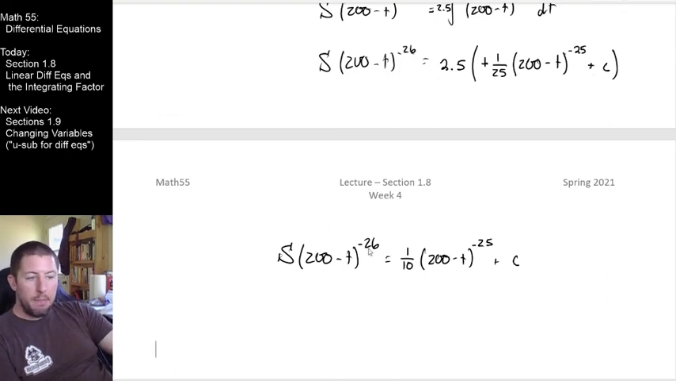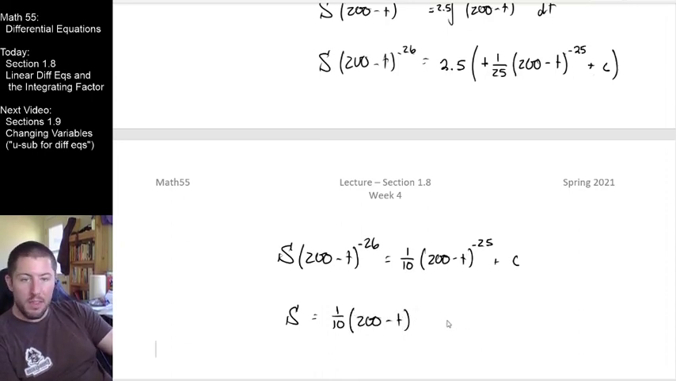And as my last step, it looks like all I've got to do is multiply everything by 200 minus t to the positive 26 power. And what that's going to leave me with here is S equals 1/10. Notice when we multiply by the positive 26 power, we're just left with one of these. Just a linear term right there.